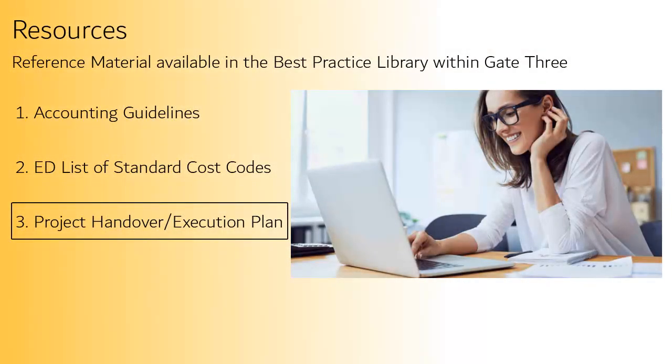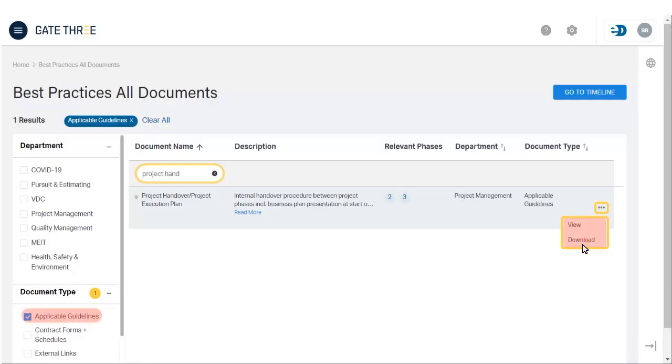The Project Handover Execution Plan guide sets the objective of the project handover and project execution. The document provides an outline of items to be discussed, such as required participants, responsibilities, meeting checklists, and logistics, just to mention a few. Download or view the file from the Gate 3 Best Practices Library.